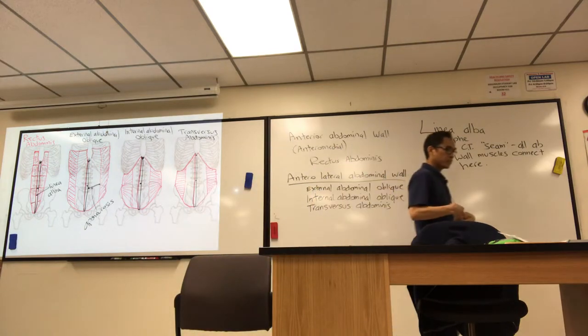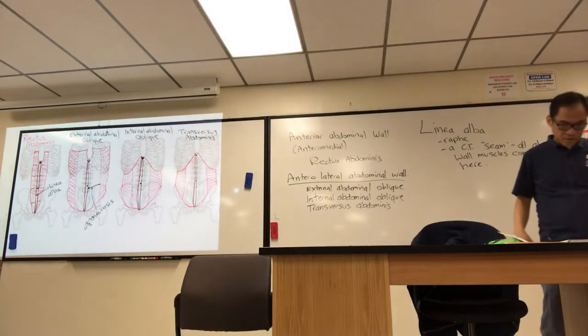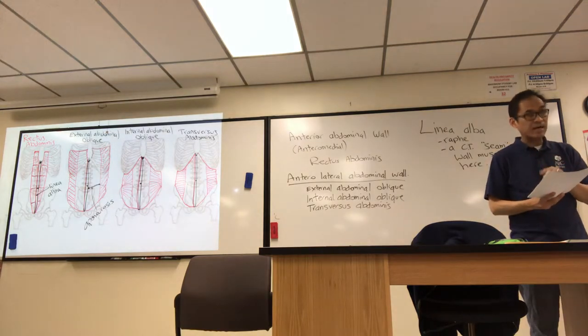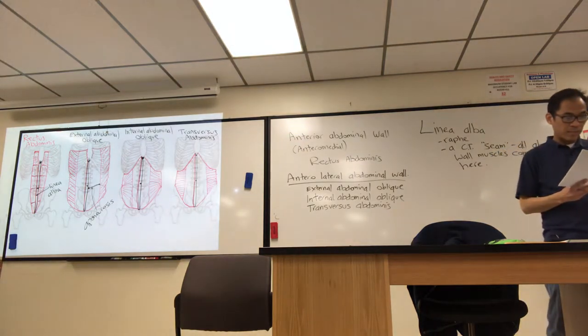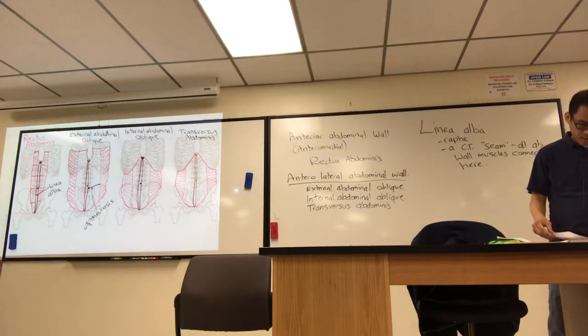That's the front. You also have a posterior abdominal wall. And there's actually four muscles down there, but I really want you to know one muscle back there that's kind of two. It's called the iliopsoas. Okay. Iliopsoas.